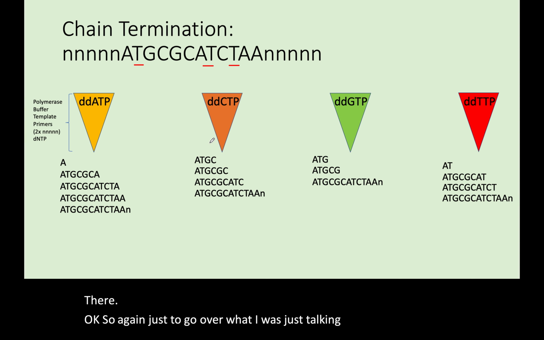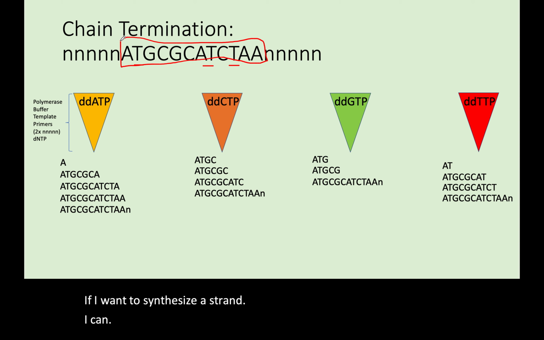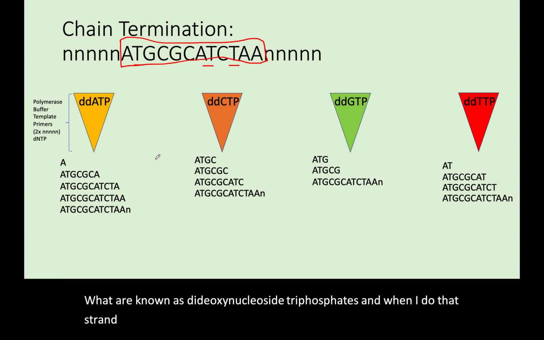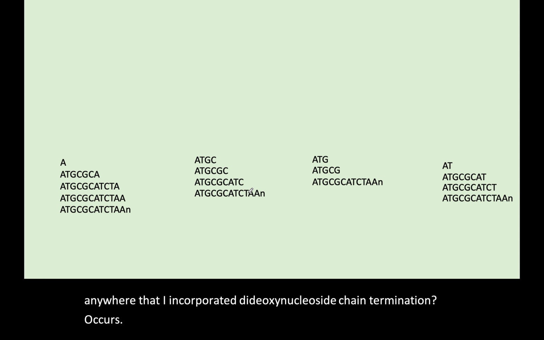If I want to synthesize a strand, I can incorporate what are known as dideoxynucleotide triphosphates. And when I do that, strand synthesis terminates, also known as chain termination. And so anywhere that I incorporate a dideoxynucleotide, chain termination occurs. Okay, let's talk about how I can use this for sequencing.